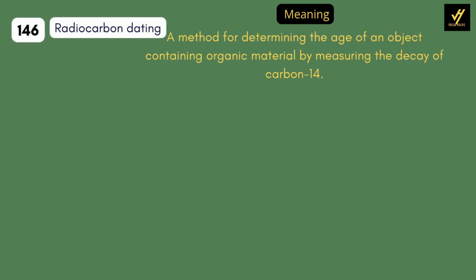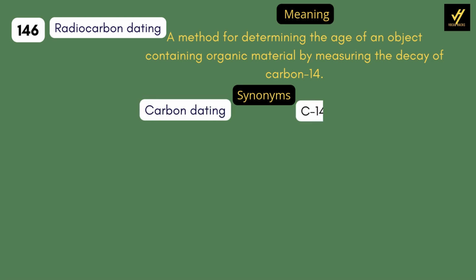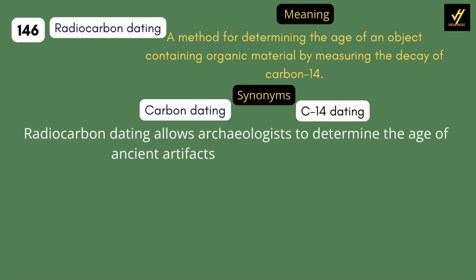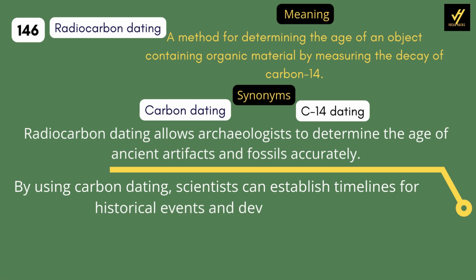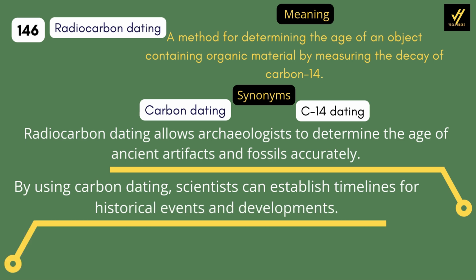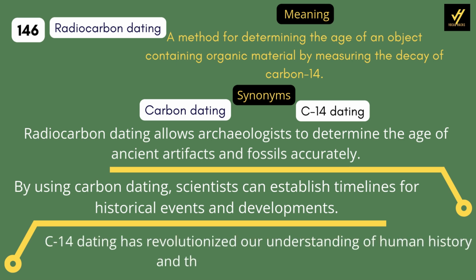Radiocarbon dating, a method for determining the age of an object containing organic material by measuring the decay of carbon-14. Carbon dating, C14 dating. Radiocarbon dating allows archaeologists to determine the age of ancient artifacts and fossils accurately. By using carbon dating, scientists can establish timelines for historical events and developments. C14 dating has revolutionized our understanding of human history and the timeline of life on Earth.